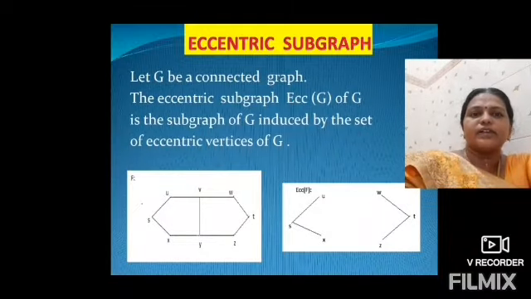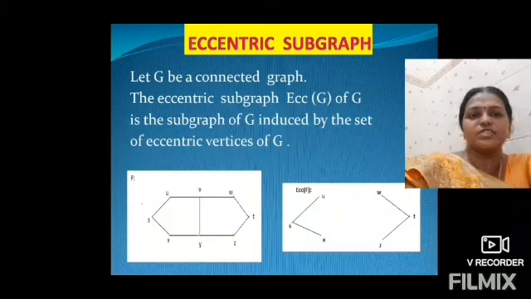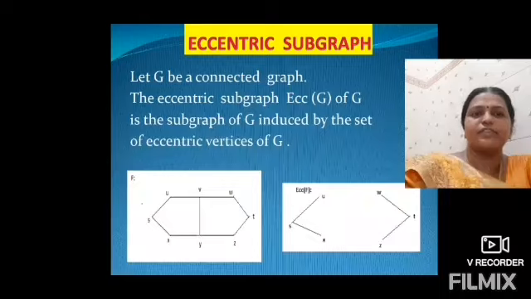Eccentric subgraph. Let G be a connected graph. The eccentric subgraph of G is a subgraph of G induced by the set of eccentric vertices of G. So you could see the graph F. Of course, the eccentric subgraph is denoted by ECC of G. Sorry, here F.